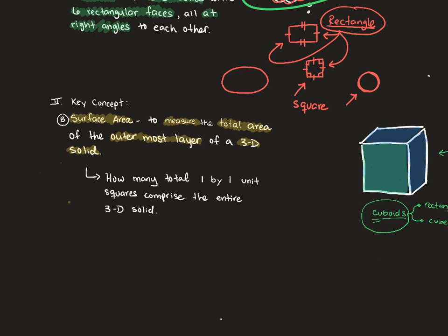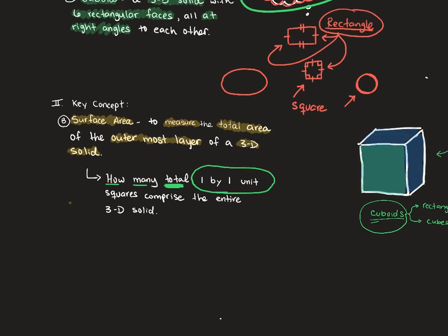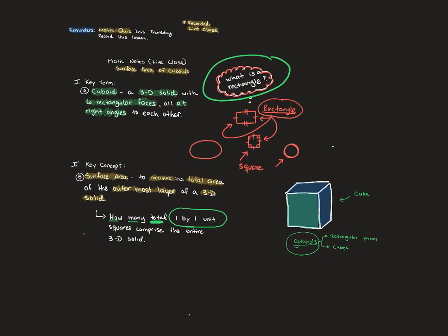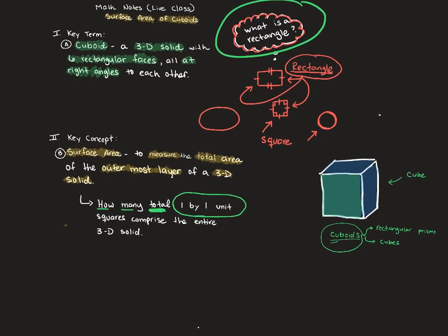And the last thing I want to say about that is that this is how area works in two-dimensional figures. We're getting the 1 by 1 unit squares. We're finding how many total 1 by 1 unit squares comprise the entire shape. Okay? And in this case, it's for 3D solids.